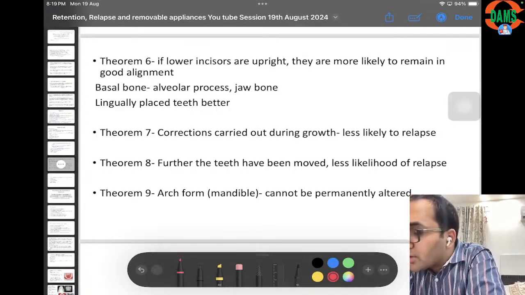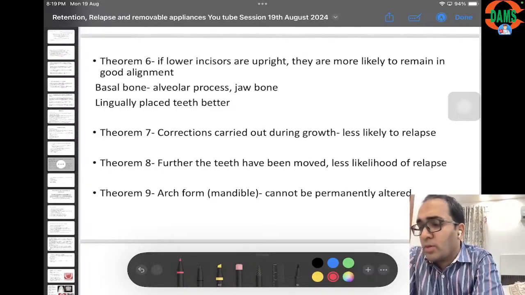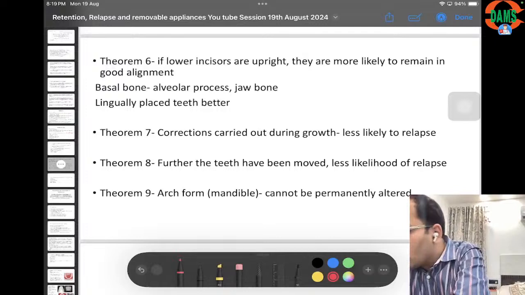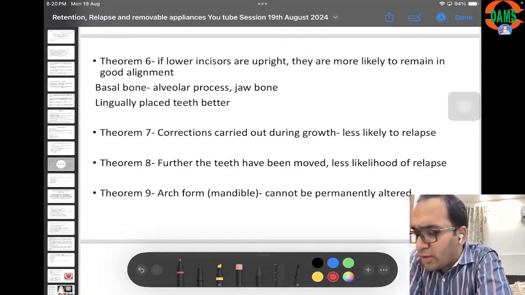Now I have a question. Sir, any mnemonic to remember theories of retention? I'll just come to that. Let me complete the theorems. I'll just come to the mnemonic for that.